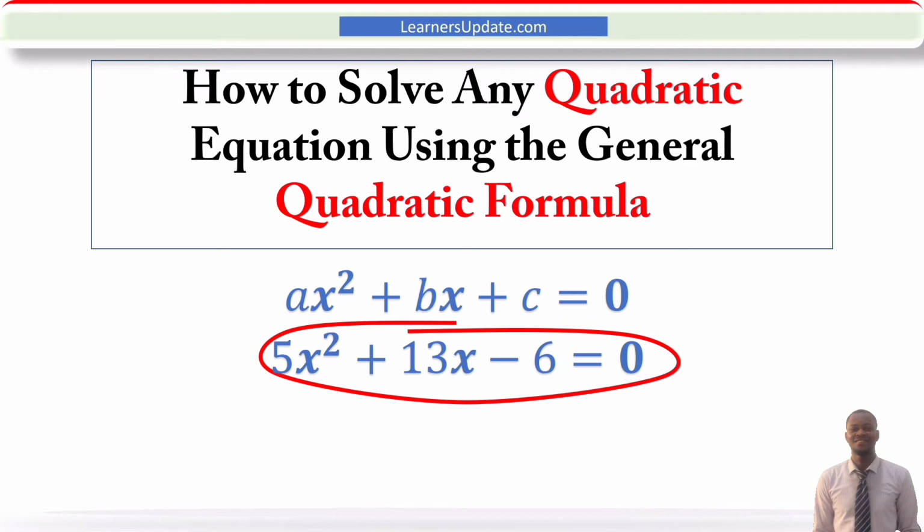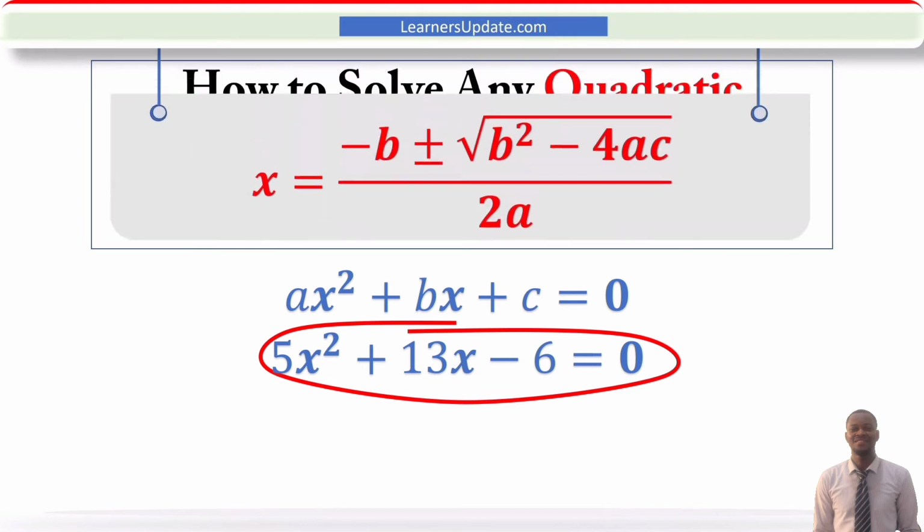And the coefficient of x squared can never be 0. The moment it becomes 0, it is no longer a quadratic equation. Also, a quadratic equation can be solved not only by the general quadratic formula, but also by factorization. You can also use the method of completing the square, or you can solve it graphically. But for the purpose of this video, we are just going to focus on using the general quadratic formula.